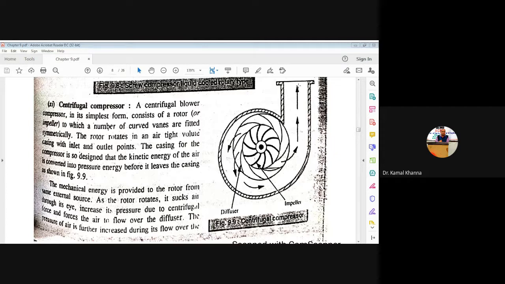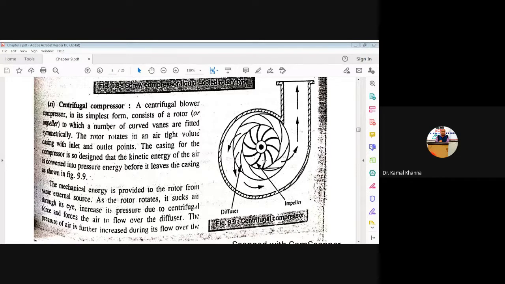So the casing of the compressor is basically designed so that, as you can see, these are the vanes of the impeller and these are the guide vanes, which guide the air to the exit, or you can say the exit casing of the compressor. As soon as the centrifugal force is generated, it converts the kinetic energy into pressure energy. Initially we have electric energy supplied from the source. That electric energy is converted into mechanical energy, and that mechanical energy rotates the impeller of the compressor.